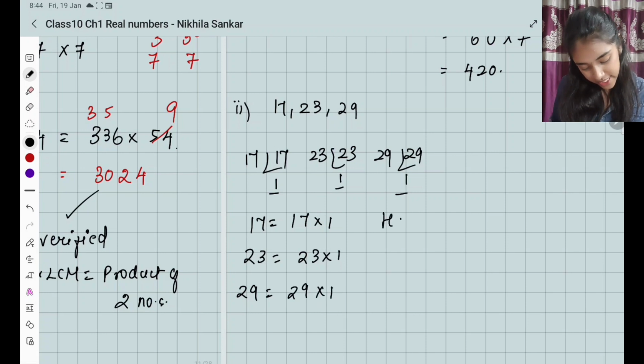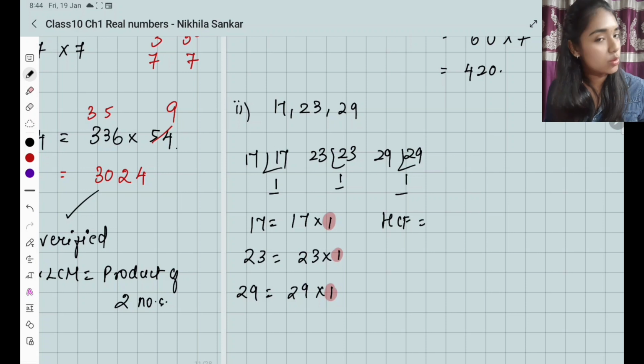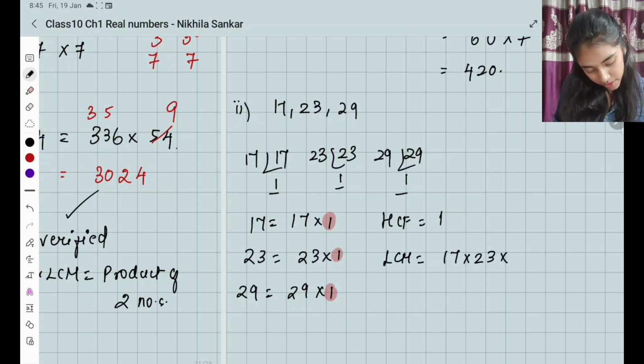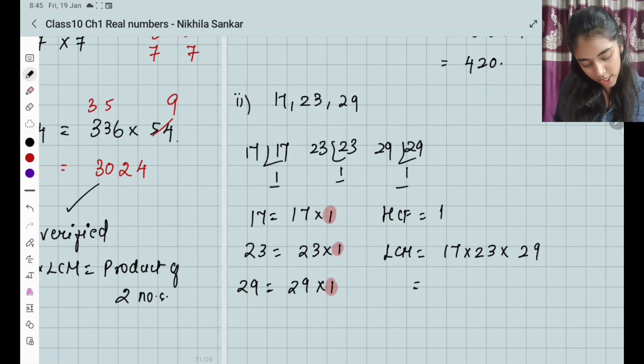So here, what is the HCF? What is the common value? 1 is the only common number that you have. These are all prime numbers, so they don't have any factors that are common to them. What are the factors of prime numbers? 1 and itself. That's all. How can itself be common? It cannot. So HCF in this case is going to be 1. And what is the LCM? LCM is going to be the product of all the 3 numbers. So 17 into 23 into 29.